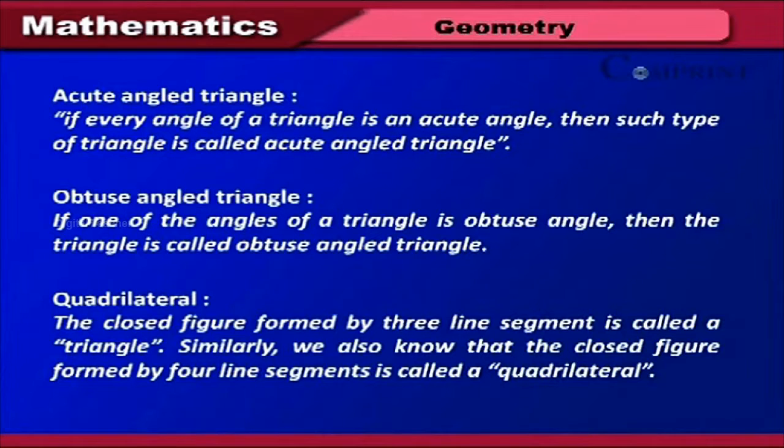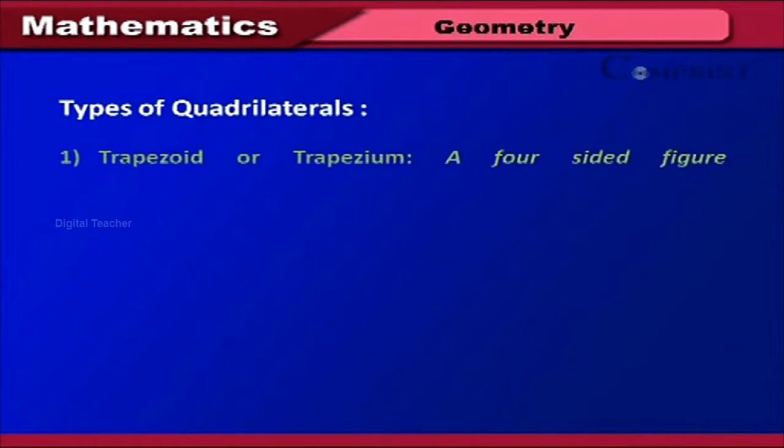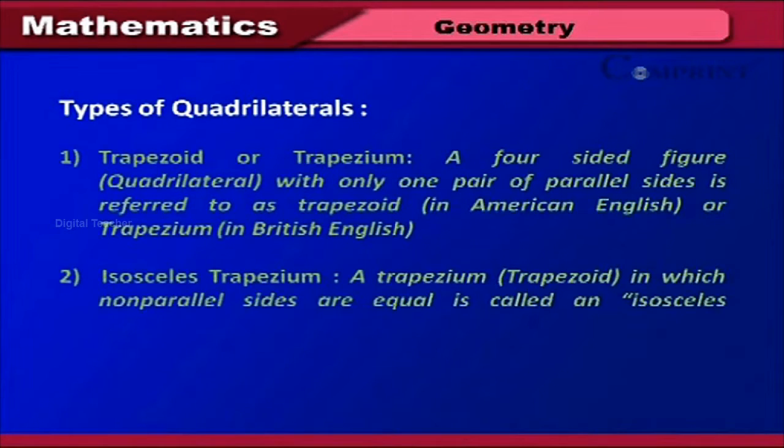Quadrilateral. The closed figure formed by three line segments is called a triangle. Similarly, we also know that the closed figure formed by four line segments is called a quadrilateral. Types of quadrilaterals. Trapezoid or trapezium. A four-sided figure, a quadrilateral, with only one pair of parallel sides is referred to as a trapezoid or trapezium. Isosceles trapezium. A trapezium in which the non-parallel sides are equal is called an isosceles trapezium.